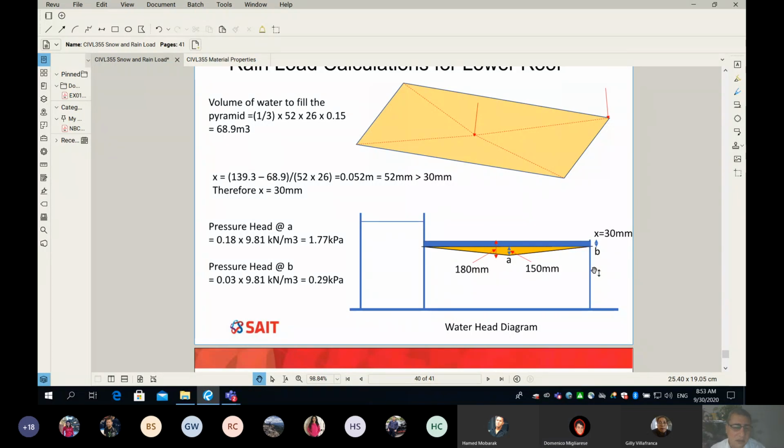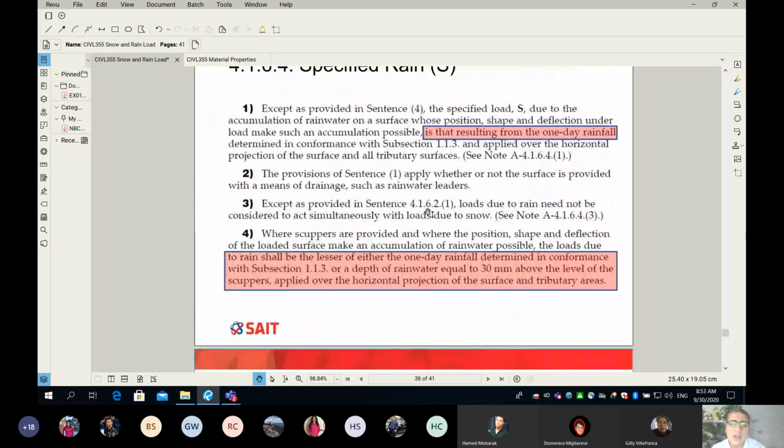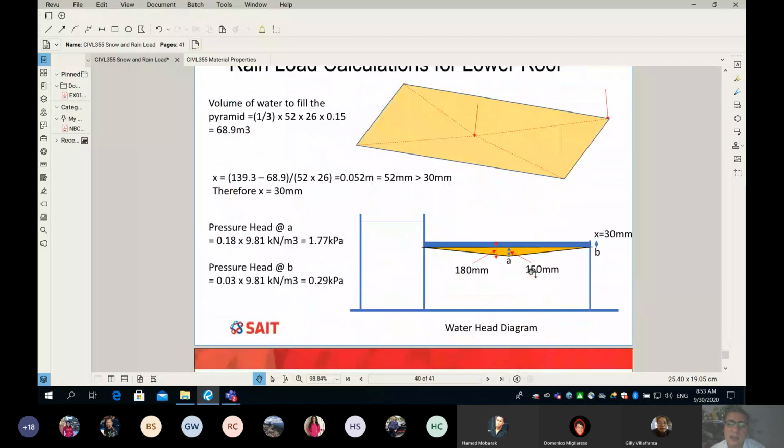Now, the code says, if we go back to this statement here, where scuppers are provided, and let's assume in this problem that we have scuppers, then you need to consider the minimum of 1 day rain or maximum 30 millimeter above the scupper level. Let's go back to this problem here.